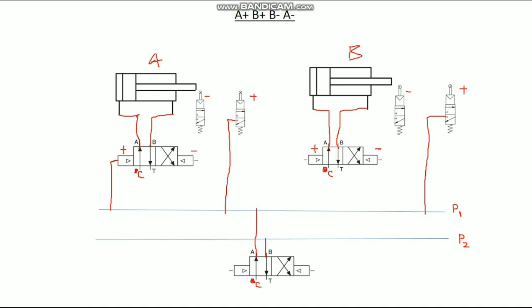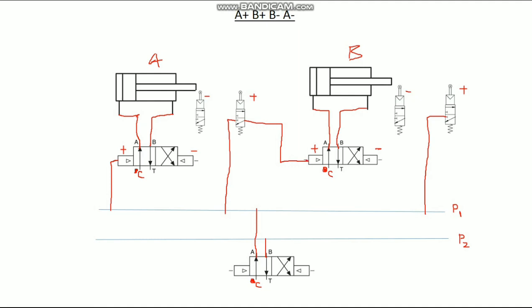Then we have to make the sequence of operations. First A plus, this connection was given. So A cylinder extends. After extension of A cylinder, this rod will touch this limit switch. Then we have to make B plus. B cylinder must extend. So from this B cylinder limit switch, we have to give the direct connection to the DCV of B, positive side of B. Then B cylinder will extend.